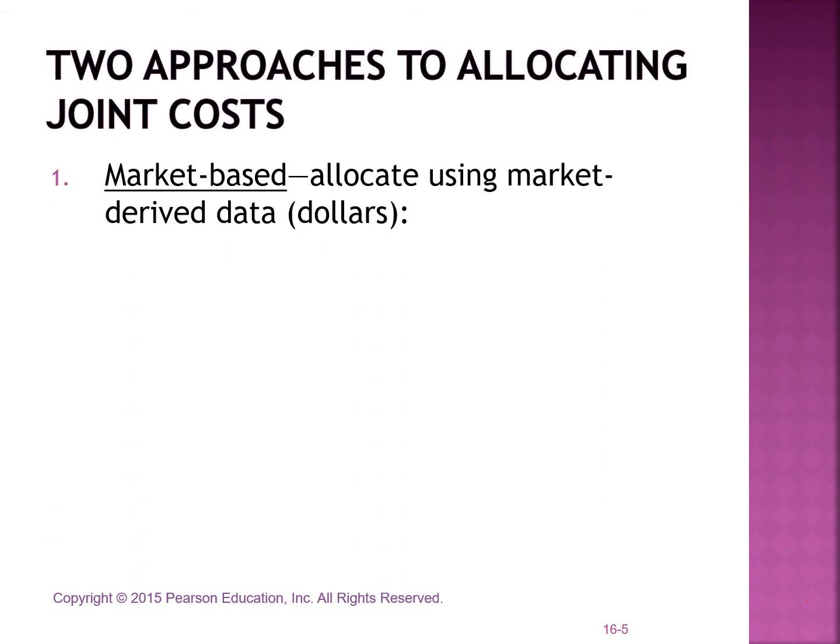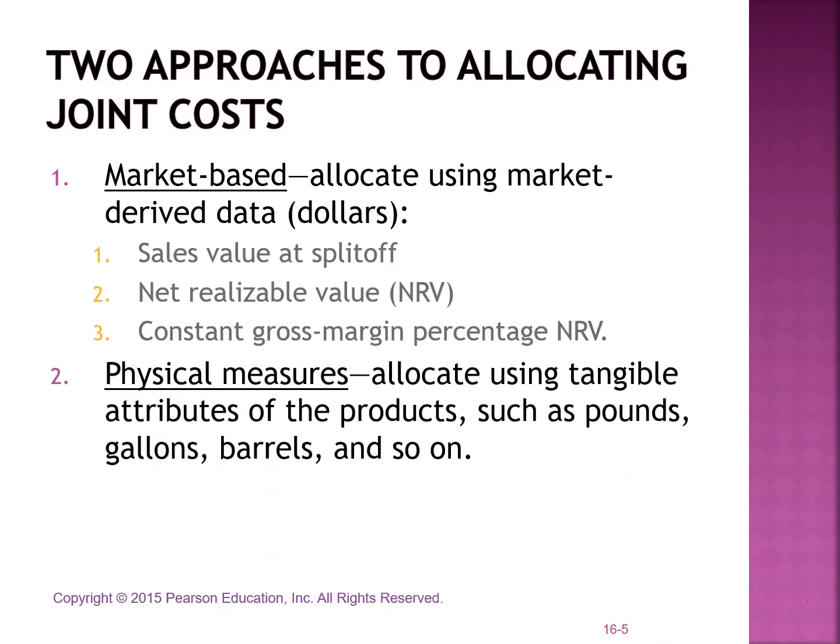Here we have two approaches to allocating the joint cost. We have market-based and we have the physical measures. Actually, if you are looking here, let me remind you again. We have that line, the split-off point.